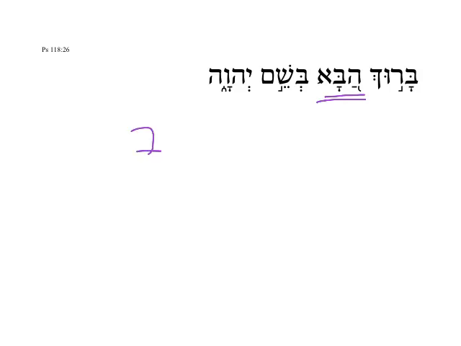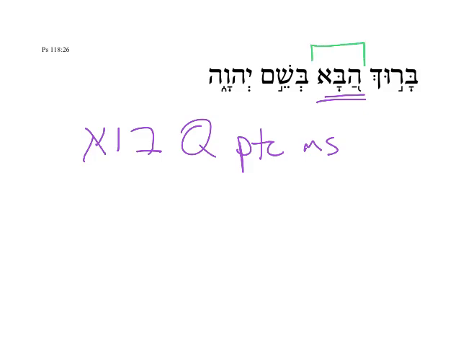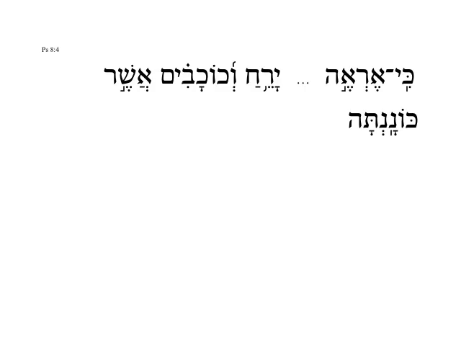Haba comes from bet, vav, aleph, to come. In this case, we have a kal participle, masculine singular, and we can see that the participle is used as a noun because it has an article on the front, the one who comes. So the participle of the hollow verb also functions in the hollow way, leaving only the first and the third root letters. One final example of the hollow from Psalm 8.